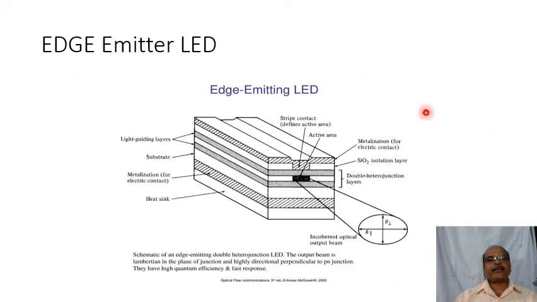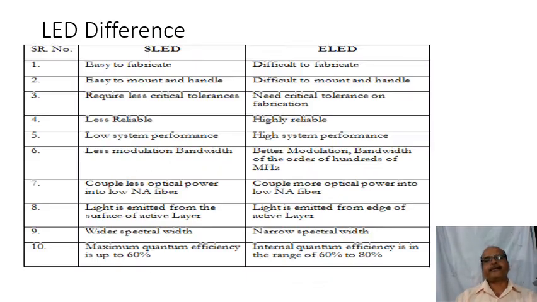Then next is the edge emitter LED. That is, light is emitted along the edge. Other light guiding layers are there. Then metallization for electrical contact is also there, and these side surfaces are polished so that light rays travel in a zigzag motion, and we get light rays from this side or this point. So this is called an edge emitter LED.